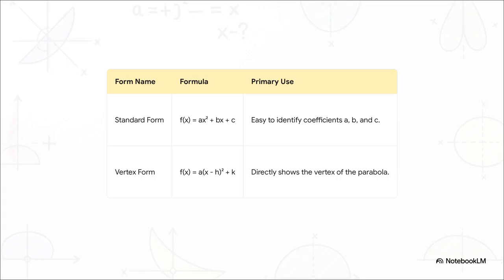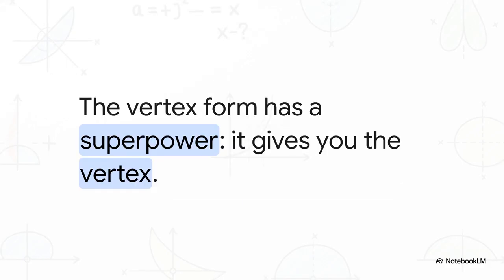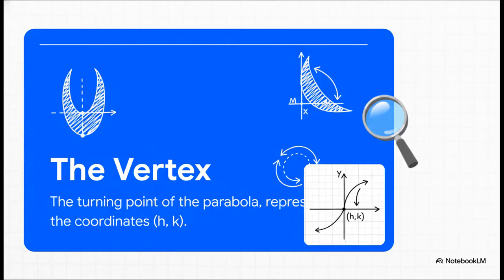But vertex form? Oh, it has a very, very cool trick up its sleeve. And that trick is really its superpower. Vertex form doesn't make you work for it. It literally just hands you the coordinates for the single most important point on the entire parabola, the vertex. So what is the vertex exactly? It's the turning point. It's the absolute bottom of the valley in a smile, or it's the absolute peak of the mountain in a frown. It's the one spot where the curve stops going one way and turns around to go the other. And we represent it with a coordinate pair, h, k.